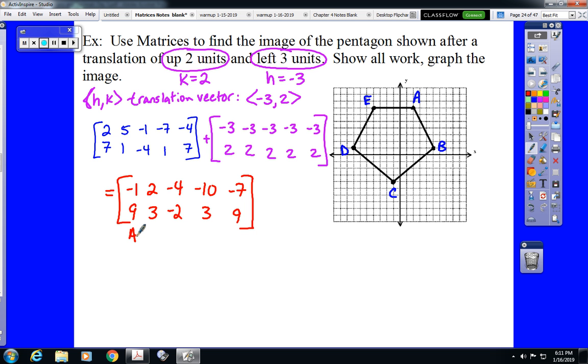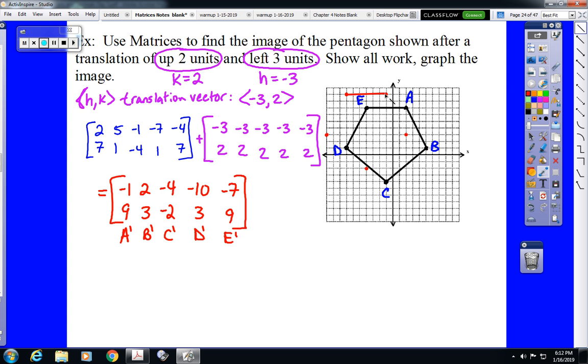Again, these points are the images of our various points from the pentagon after the translation. So we'll graph those points. We have there negative 1, 9, 2, 3, negative 4, negative 2, negative 10, 3, and negative 7, 9. So if we connect the dots on those points, we will have our image after a translation of left 3 and up 2 units.